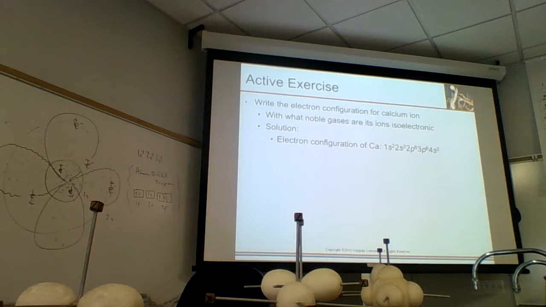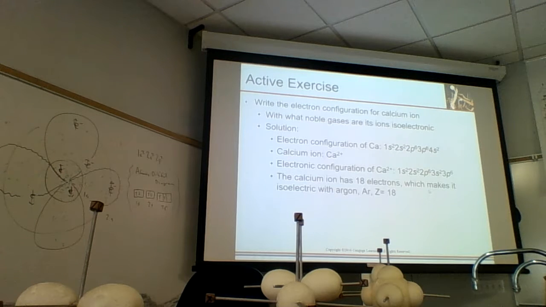Argon is 1s2, 2s2, 2p6. Comes after 2p6: 3s2, 3p6, 4s2. So up to here is argon. That's wrong. The calcium ion is going to lose those 4s valence electrons, and this is correct, which would be isoelectronic with argon.